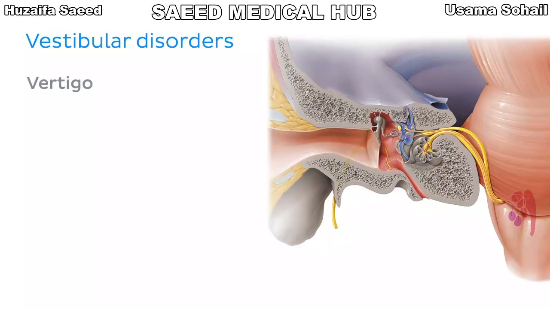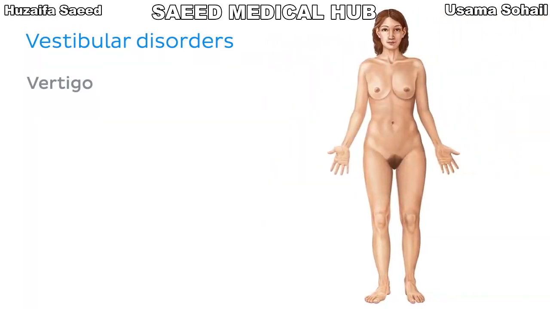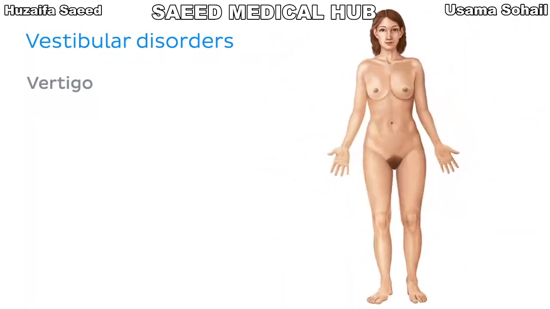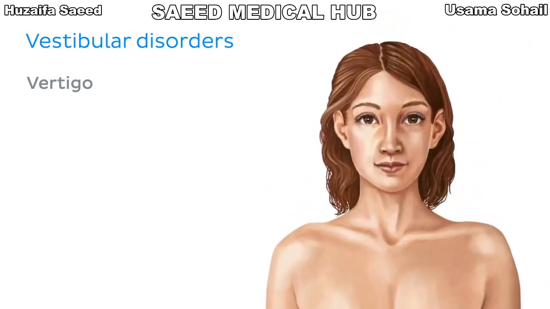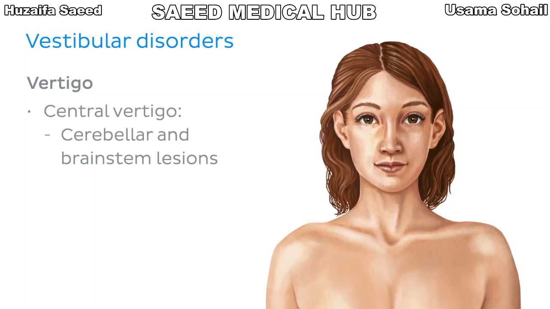And if we define vertigo, we can define vertigo as a symptom describing the perception of space rotating on its own. Now, vertigo can be either central or it can be peripheral. And central vertigo is related to cerebellar and brainstem lesions and is usually accompanied by vertical nystagmus, that is, the eyes of the patient may do repeated movements in the up and down axis should the patient be asked to move their eyes up and down.